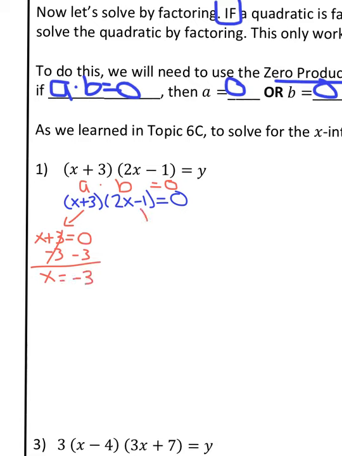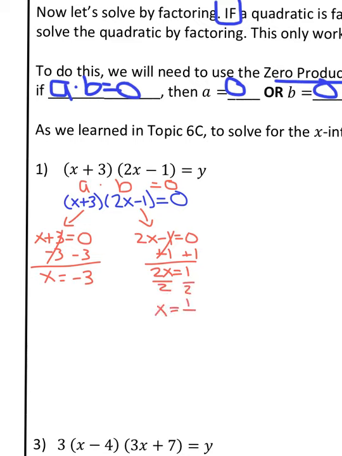And then we do the b. The b side says 2x minus 1 equals 0. Then we solve for x. I'm going to add 1 to both sides, so I have 2x equals 1. Divide by 2, divide by 2.